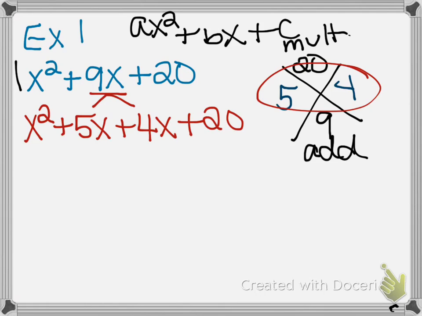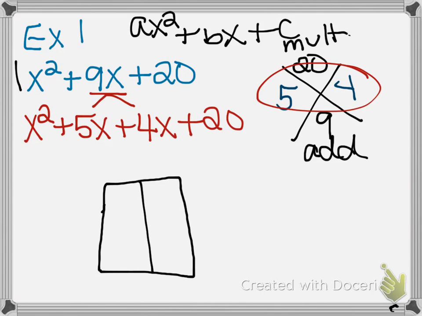Okay, so now we're going to use the box method, just like we did with multiplying, but we're going to go backwards. So I'm going to draw my box. Inside of my box, I'm going to put each of my terms on the inside instead of the outside. So I would have x squared, my 5x, 4x, and 20.